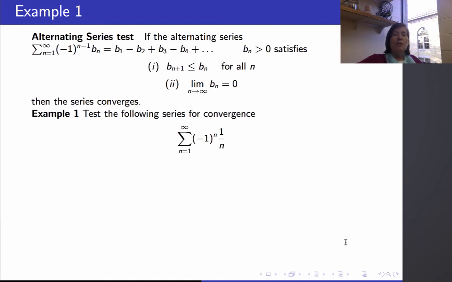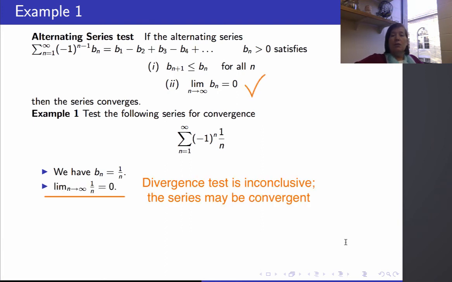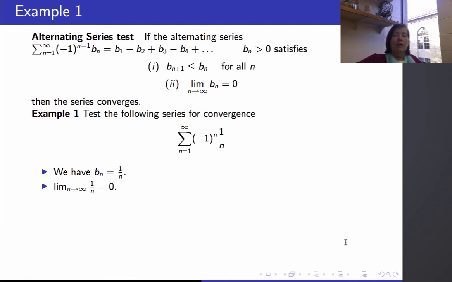Well, let's test the alternating harmonic series for convergence. First of all, the limit as n goes to infinity of the positive parts of these terms, the limit of 1 over n, is 0. Certainly, convergence is a possibility here. The divergence test doesn't allow us to rule out convergence. The second thing we have to check is the condition that b(n+1) is less than or equal to bn for all n.